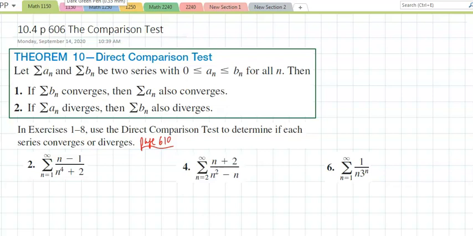Section 10.4 has the comparison test and the limit comparison test. This is on page 606. We start with the comparison test first. This is what it says.